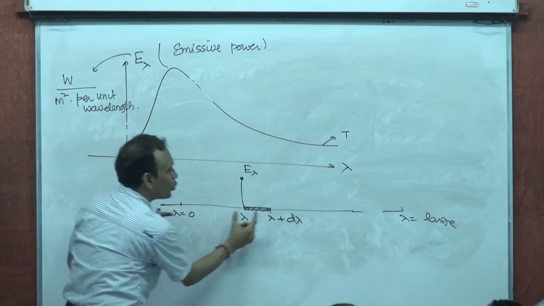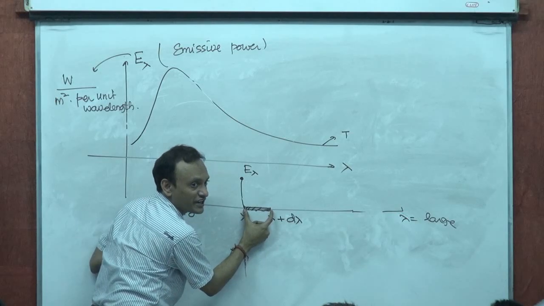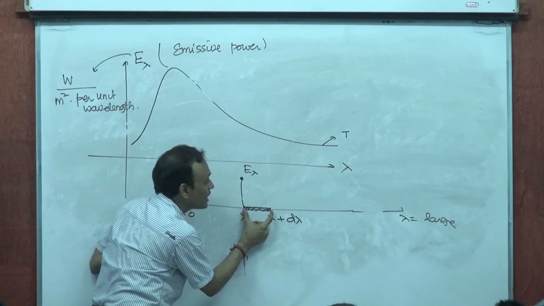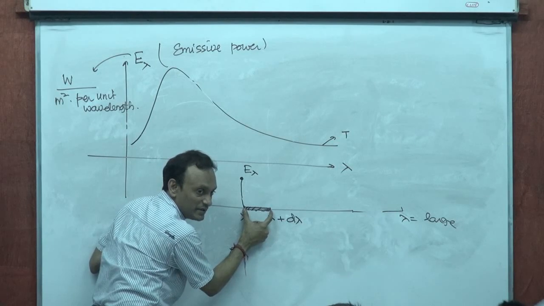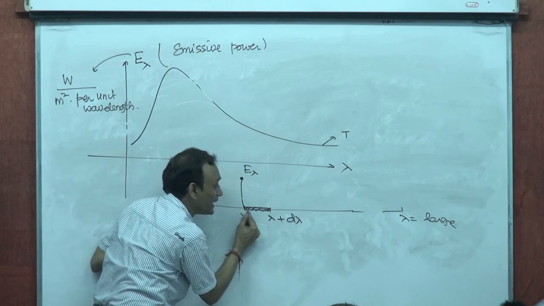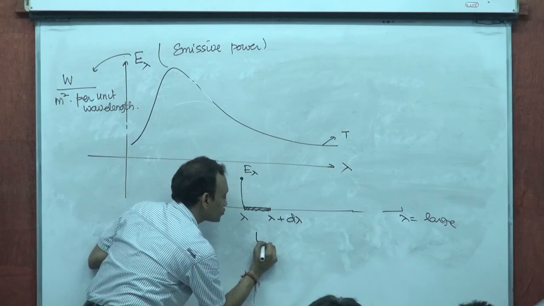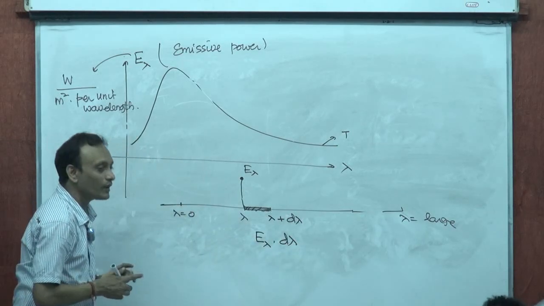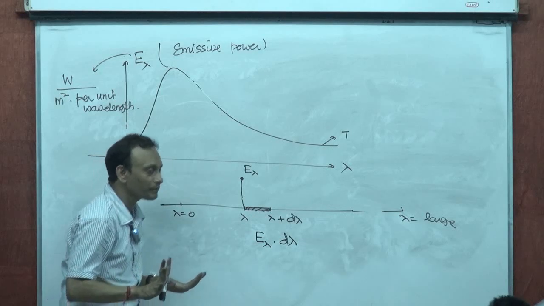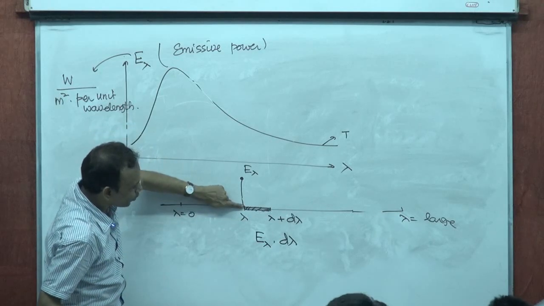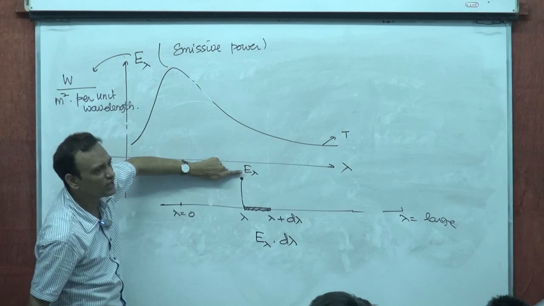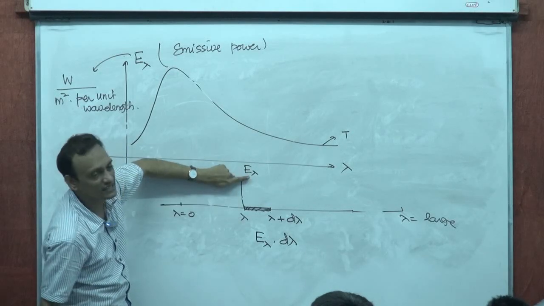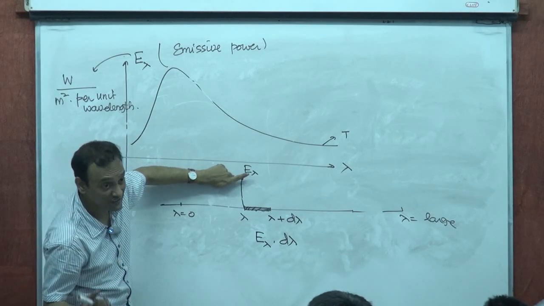What it means is that over this d lambda, what's the energy that is radiated? That means watts per meter squared. How much watts per meter squared is emitted over this wavelength lambda to lambda plus d lambda? It's going to be E lambda into d lambda. When I say the watts per meter squared per unit wavelength at lambda is E lambda, per unit wavelength surrounding lambda.